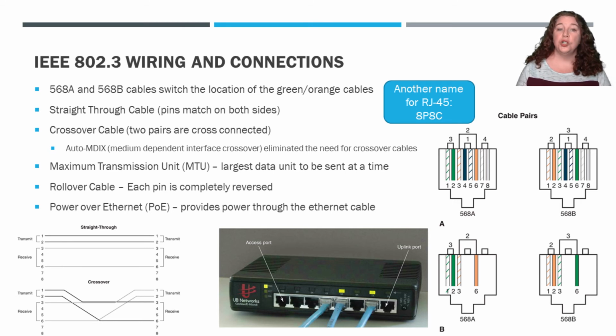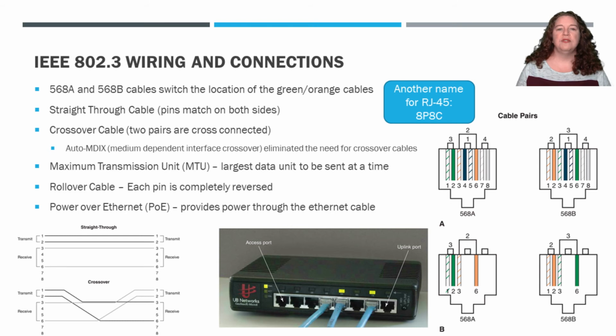We can also create what is called a crossover cable. A crossover cable is where 2 of the pairs are cross-connected. We're going to look at what that looks like in a minute. It allowed you to take the receiving end from one computer and have it as the input in the other computer and vice versa, so that you were able to hook 2 computers together directly. With auto-MDIX, which is a medium-dependent interface crossover, it eliminated the need for the crossover cable because it resolved that for us. If it was a straight-through cable and needed to be a crossover cable, it would do it automatically.